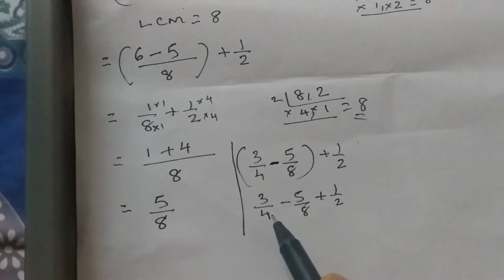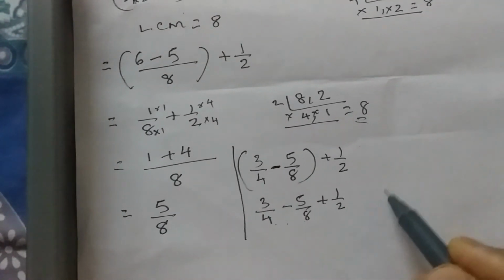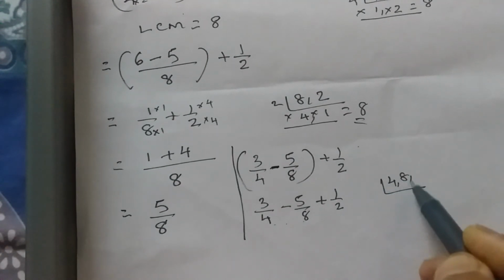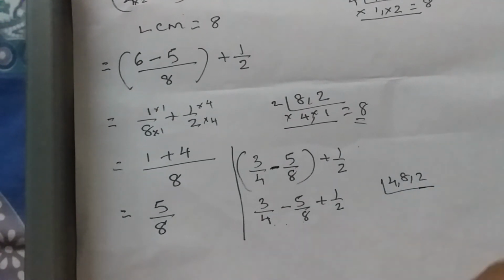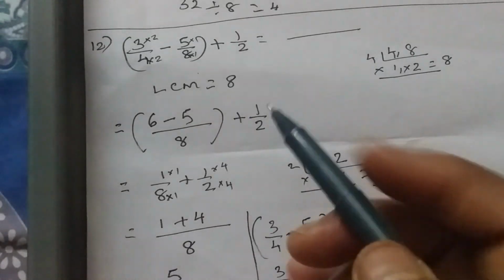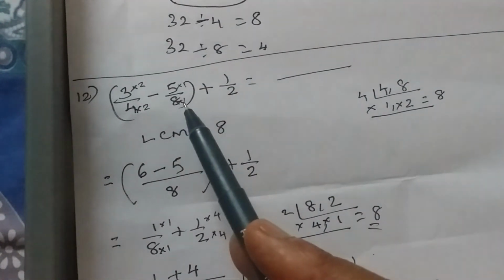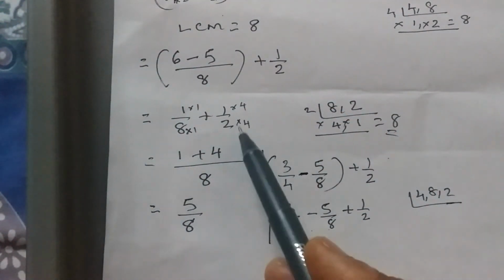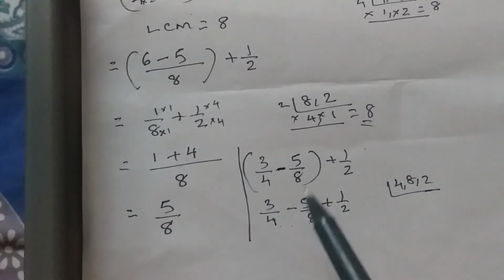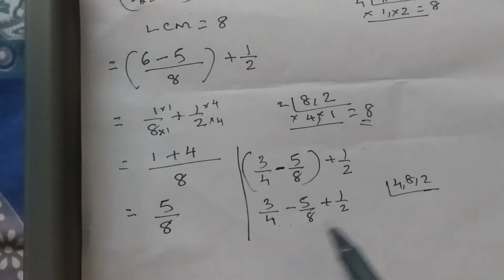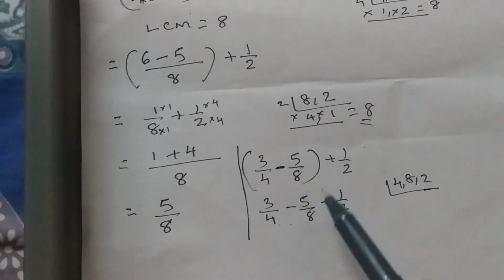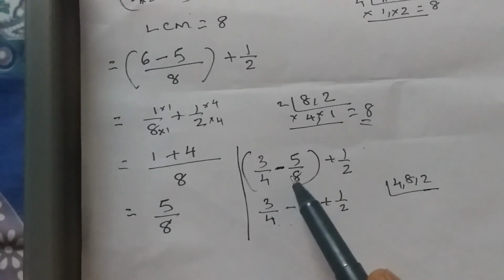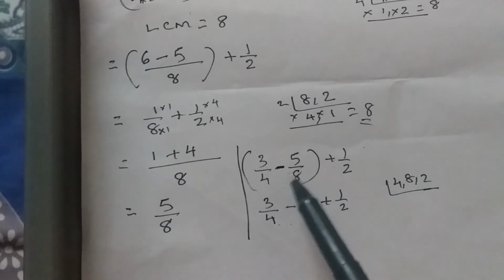Now what can be done? We can find the LCM of 4, 8 and 2 together at a time. In the previous method, we worked within the bracket first and found the LCM two times: first with the first 2 numbers, then that answer with the third number. If you take it like this, you find the LCM for all 3 numbers together and it can be simplified. So it can be done like this also. This can be done only when you have addition and subtraction.